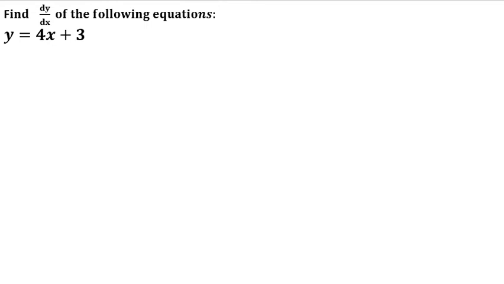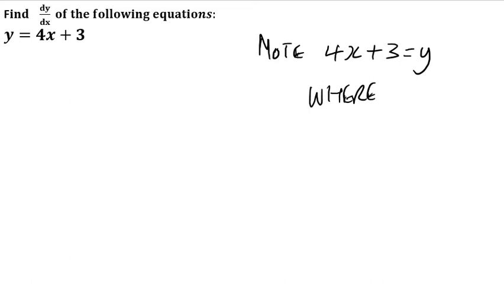I'll just write on the side here, note: 4x plus 3 equals to y, where 3 is raised to the power 0. We all know that anything to the power 0 equals 1. So this 3, this constant, it has got x to the power 0. Anything to the power 0, it's 1. So it's gonna be similar to 3 multiplied by 1, which is 3. So we all know that a constant has got a function of x which is raised to the power 0.